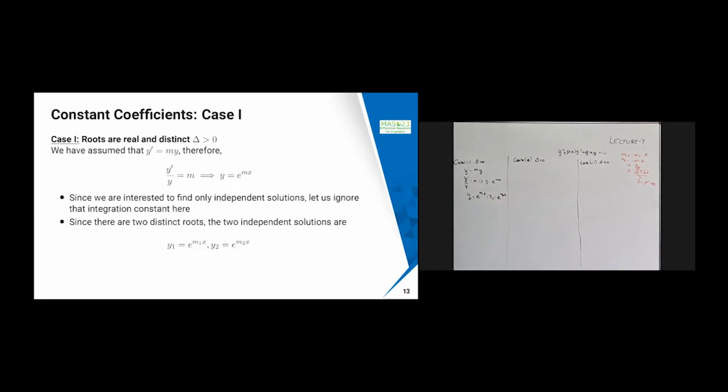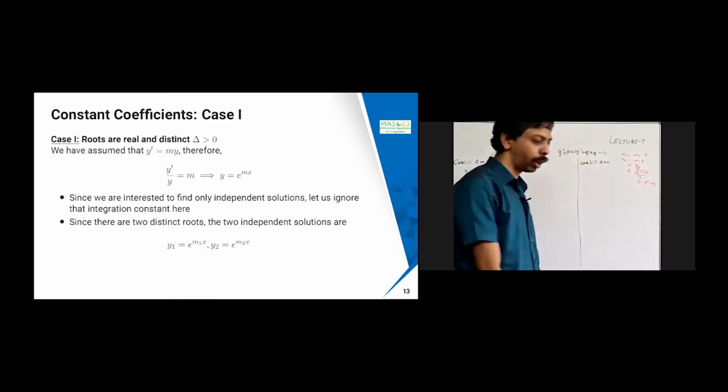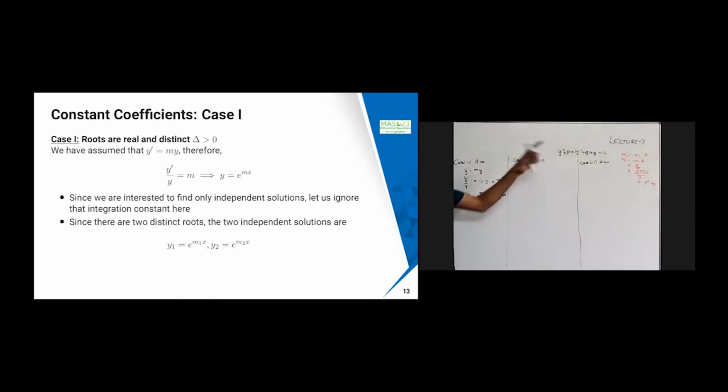So, as per the previous theorem, if there are two independent solutions only, because this is a second order linear ODE, the dimension of S, the set of our solutions, is going to be 2, and there are no other singular solutions. Therefore, the general solution you are going to get is c1 into e power m1x plus c2 into e power m2x. This is your general solution.